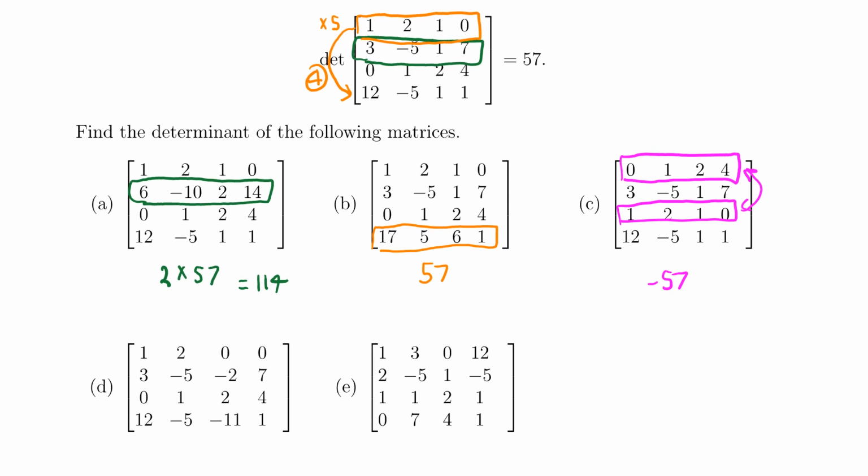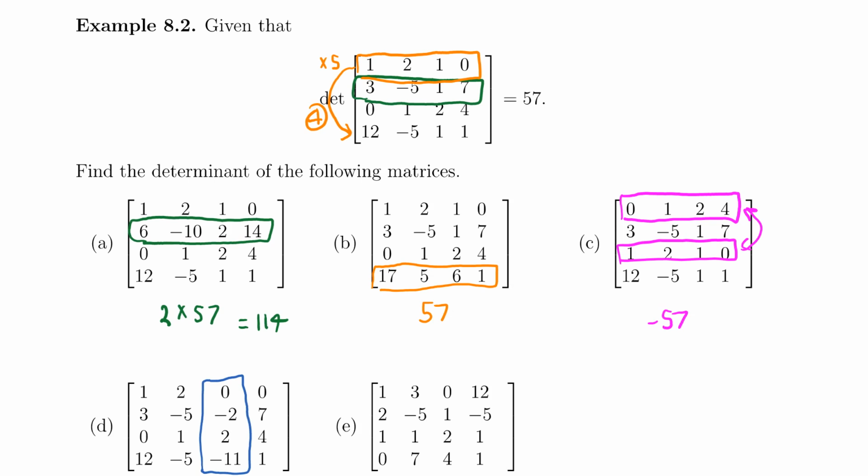Now let's move on to part D. What did I do? For part D, the third column is different. Where does this number come from? Well, this results from subtracting the first column from the third column. So if I subtract 1 from 1, I get a 0. If I subtract 3 from 1, I get negative 2. I subtract 0 from 2, I get 2. I subtract 12 from 1, so I get negative 11.